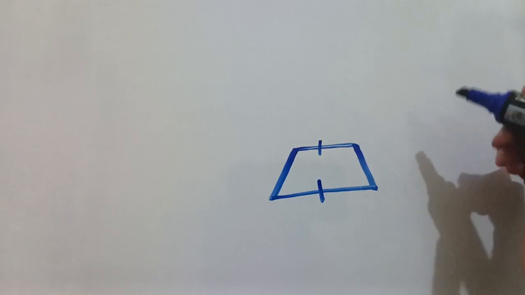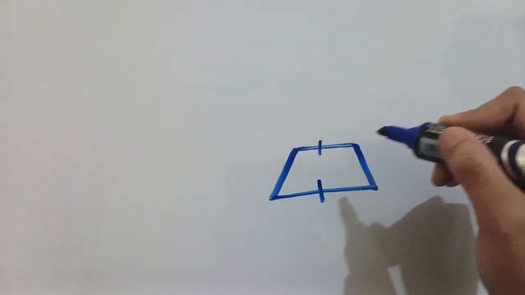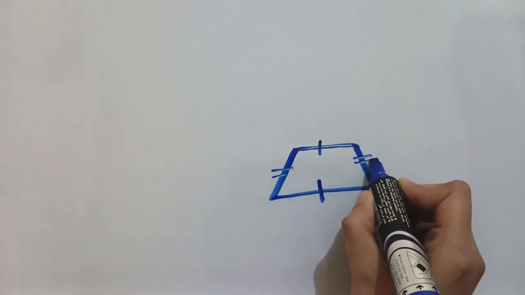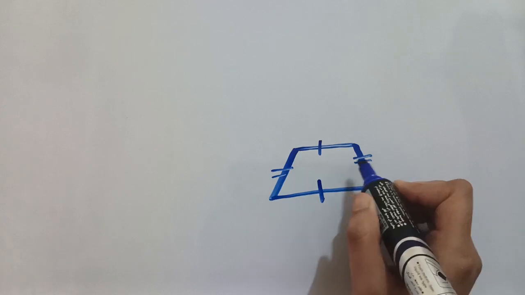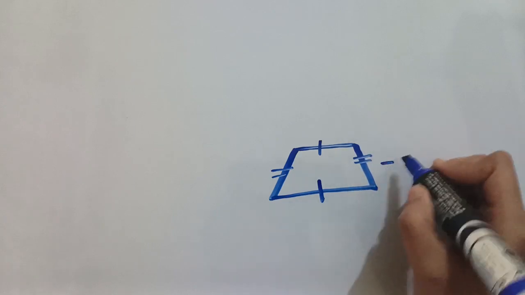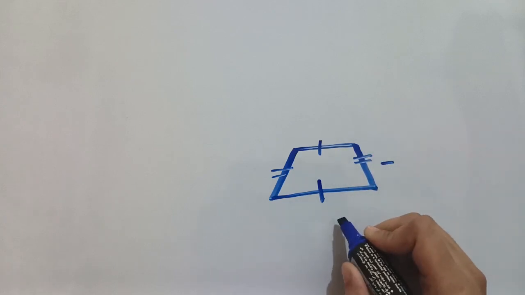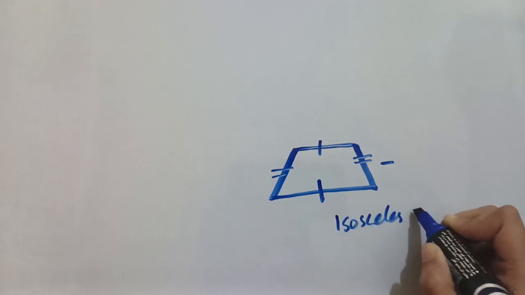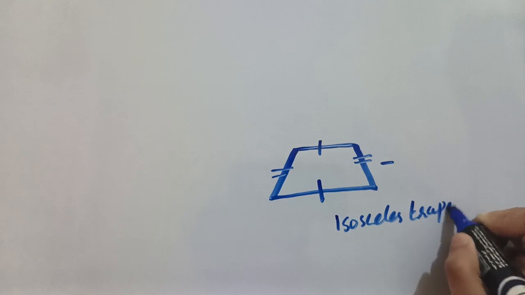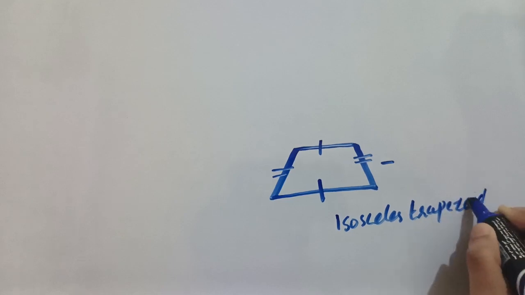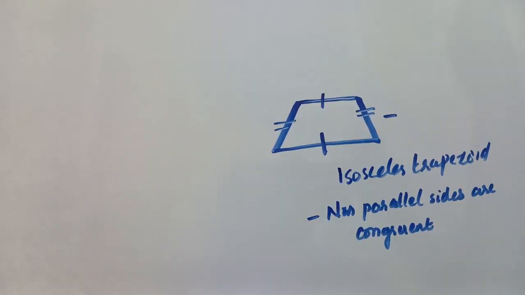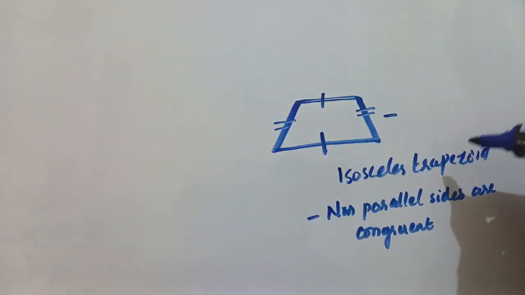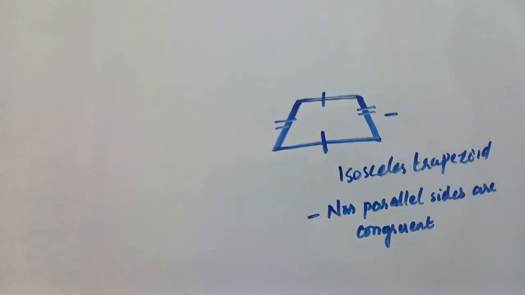Then this is a special type of trapezoid where the non-parallel sides are congruent. That is, these two sides are of equal length. This is called an isosceles trapezoid. That is, the non-parallel sides are congruent. That is called an isosceles trapezoid.